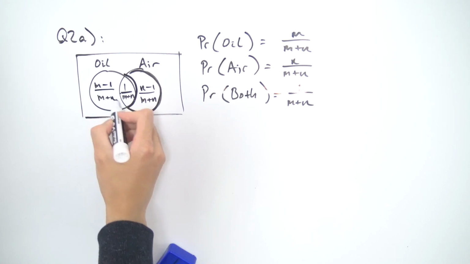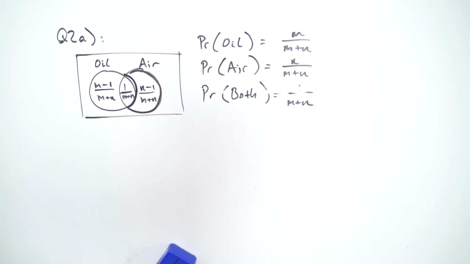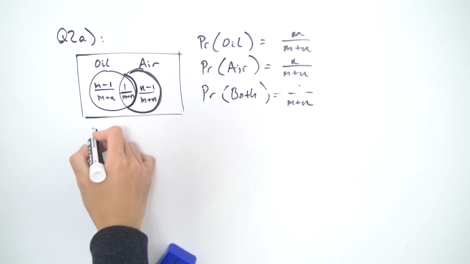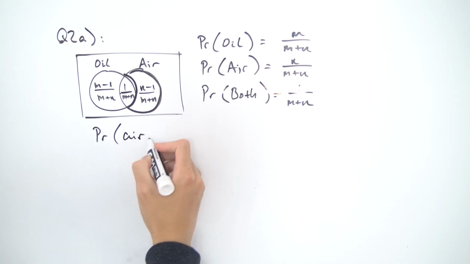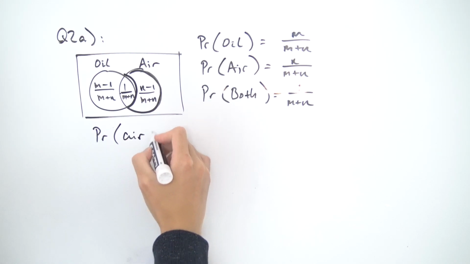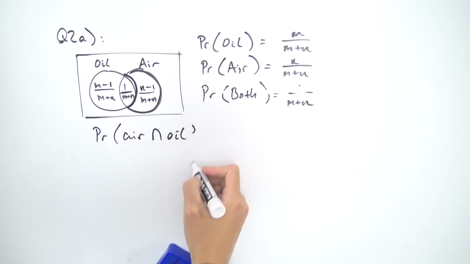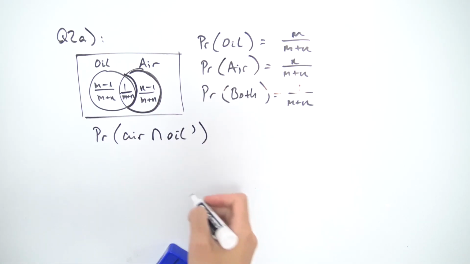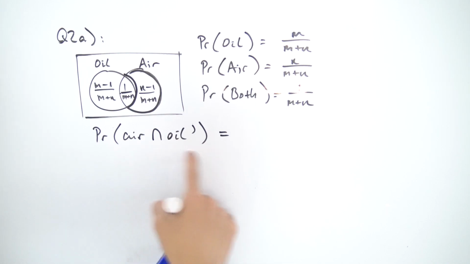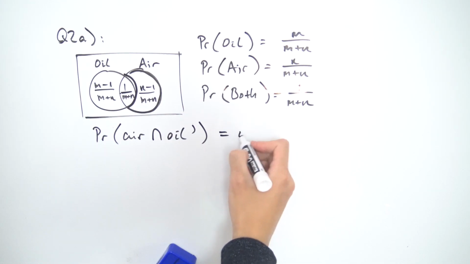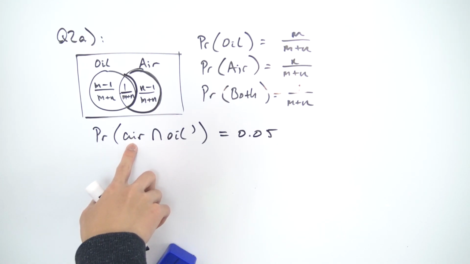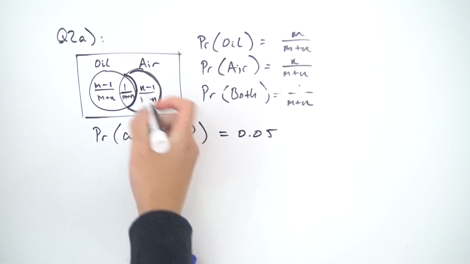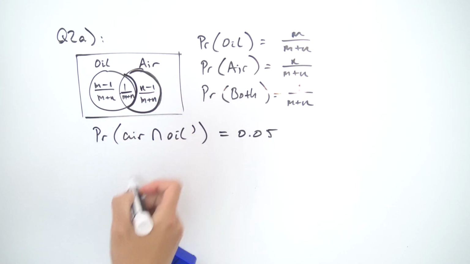over m plus n. And we have to find m in terms of n if the probability of having an air filter change without an oil change, so oil prime, like so. We have to find m in terms of n if this probability is equal to 0.05. So how do we do this? Well, we want air intersect no oil, so that's this section of the Venn diagram.